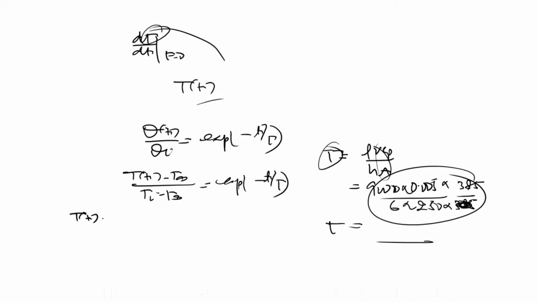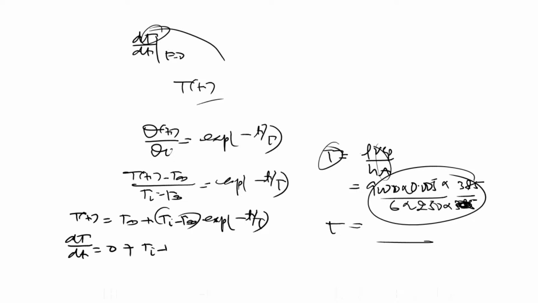Then T of t is equal to T infinite plus Ti minus T infinite into exponential of minus t upon tau. Differentiate this: dT upon dt is 0 plus Ti minus T infinite into e power minus t upon tau, times minus 1 by tau. At time t equal to 0, e power 0 is 1. So this answer is Ti minus T infinite upon tau, with a minus sign.